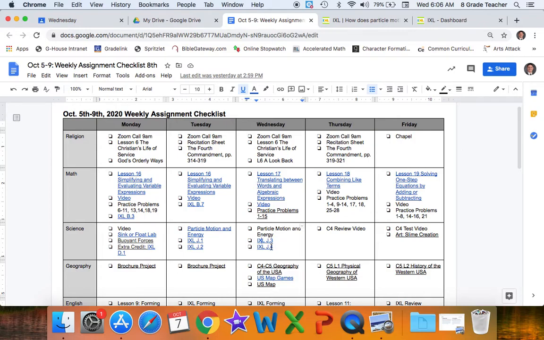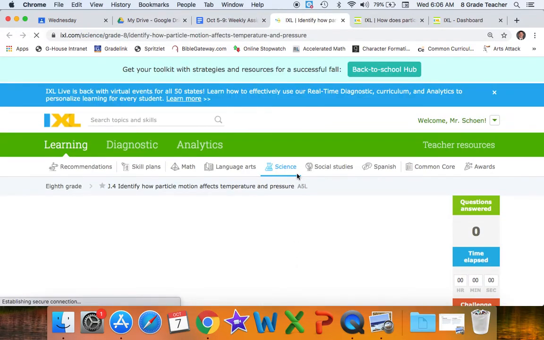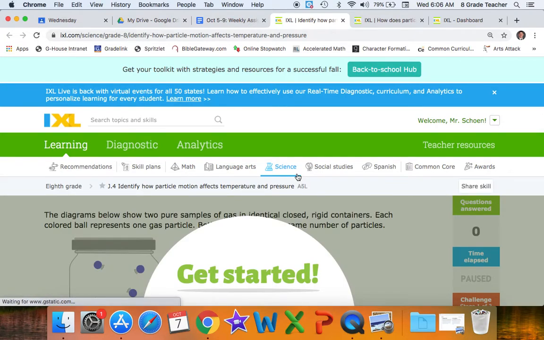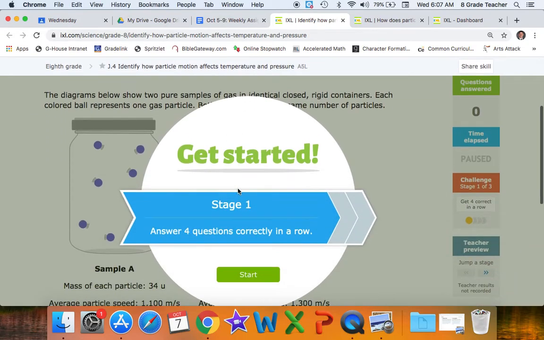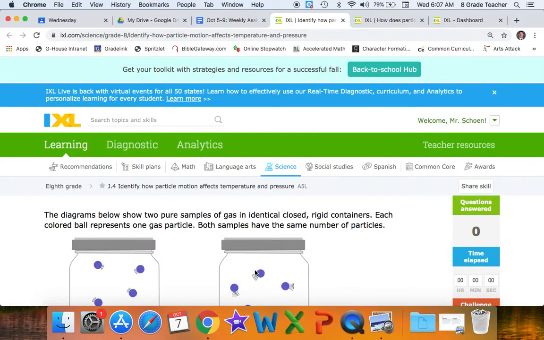I will go back and click on the link for J.4, and we're going to take care of understanding how to identify how particle motion affects temperature and pressure. As in, we now know that pressure is influenced by a higher temperature and higher average kinetic energy and higher mass. Well, how does that motion directly relate to temperature and pressure as well? You see that these are really closely connected.